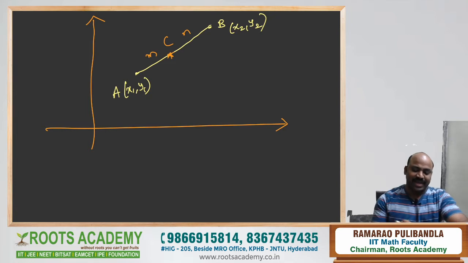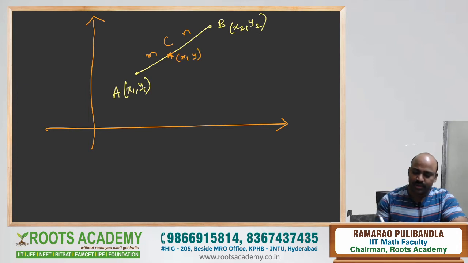I want to find the point C which divides AB in the ratio m is to n. Assume that point is x comma y. Our duty here is we have to find the point C (x, y) in terms of x1, x2, y1, y2 and m, n. For that I am applying our location of the point concept. First locate the points like this. This proof is very good and it will have a lot of application.